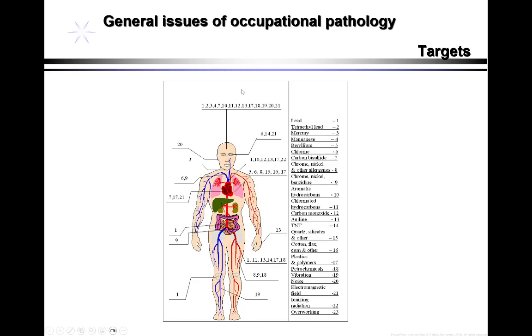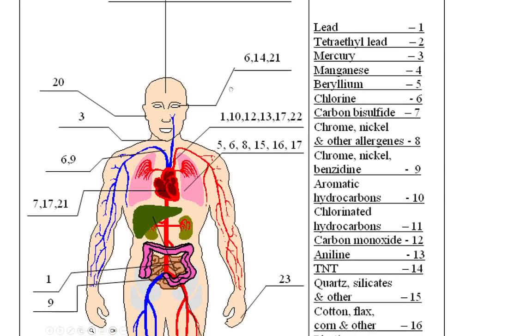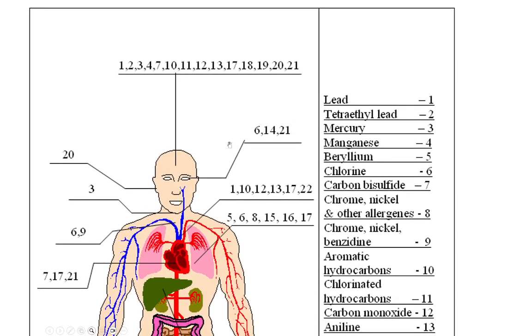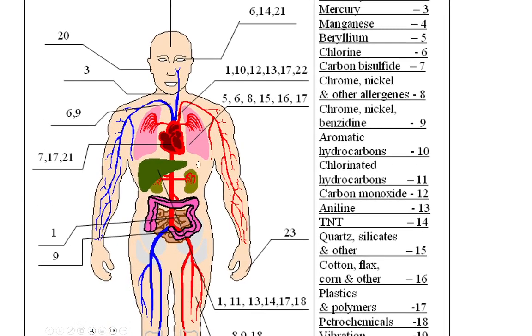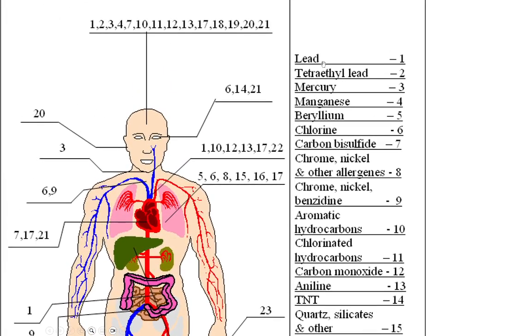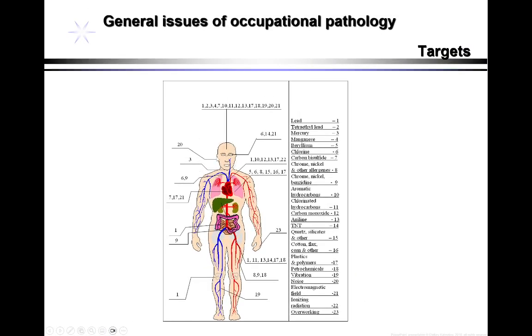Next idea. On the next slide, I will show you separate categories, but now on this illustration, I'm eager to highlight that, as you can see, many different agents may influence a certain organ or group of organs. On the other hand, each of the agents, each hazard, simultaneously influences different locations. This is the main idea of this illustration for you.